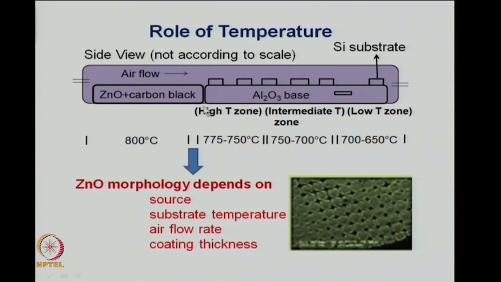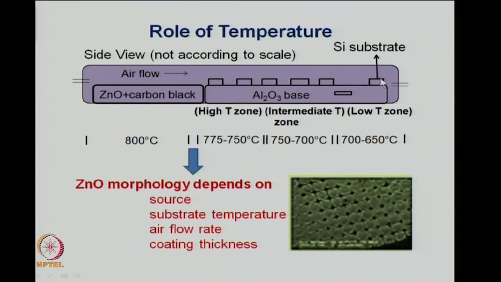So, one part of the furnace you can keep at say 800 degrees centigrade, another part of the furnace is at 750, 775, okay, and another part is 750 to 700, and then a low temperature zone 700 to 650. So, you have a low temperature zone, an intermediate temperature zone and a high temperature zone, right, and the edge of the furnace is at much higher temperature than where the reaction is happening. So, the reaction is happening here.